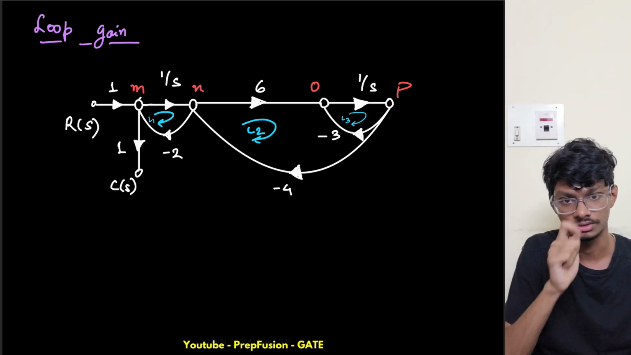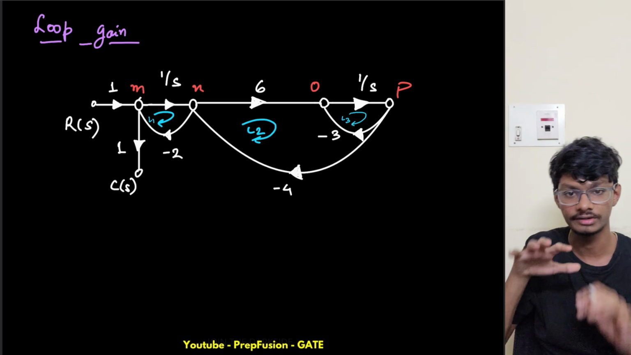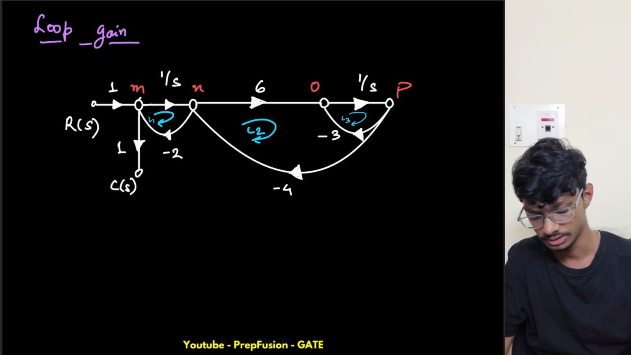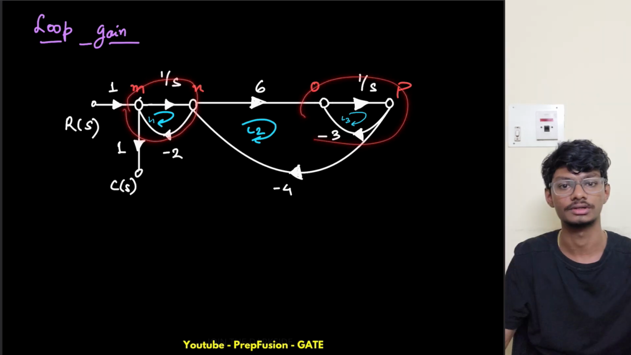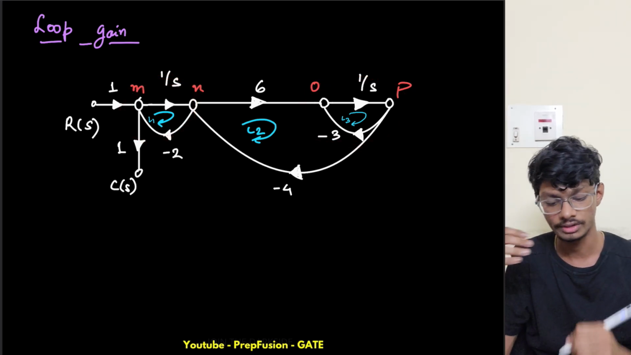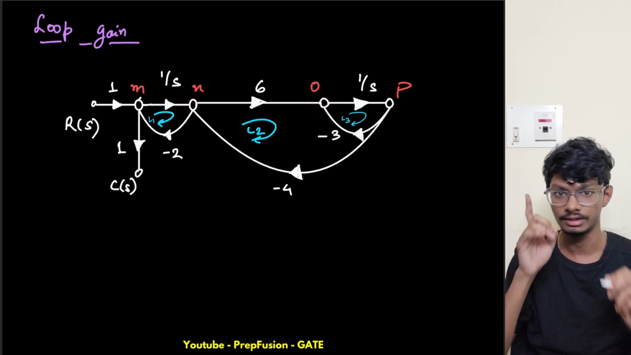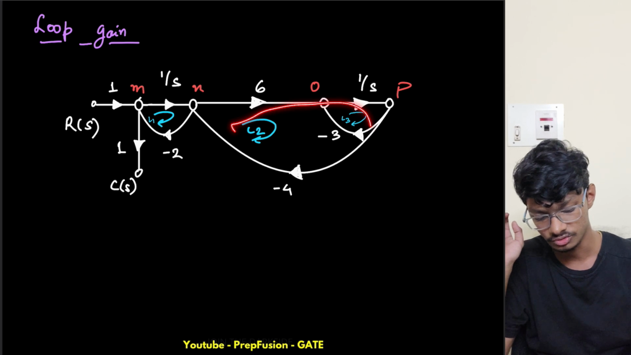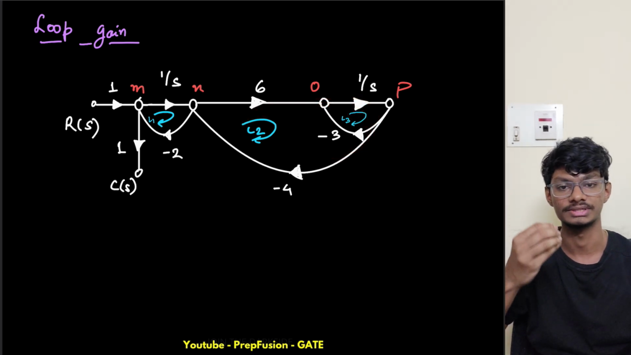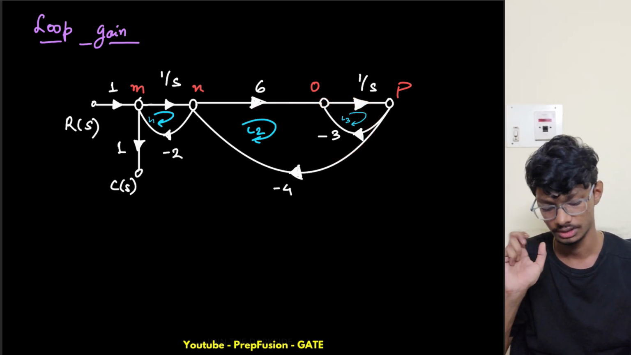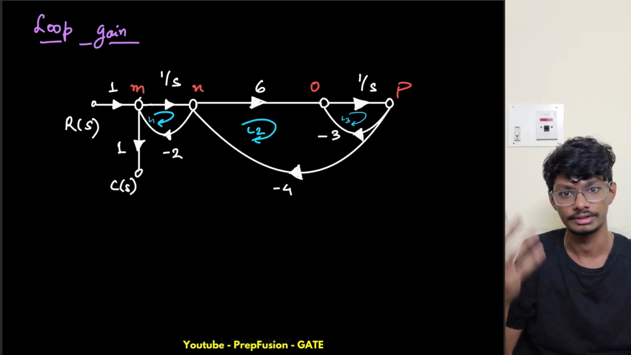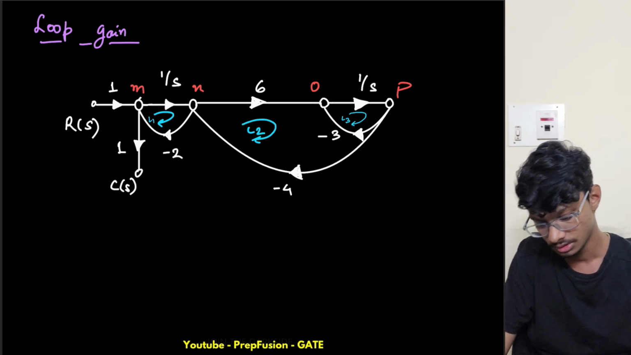Are there any non-touching loops? I think there are, right? Whenever you see loops further away from each other, you will find them non-touching. So this loop and this loop are further away from each other, and they don't have any common nodes. So the pair of them are non-touching. But this loop and this loop touch this one, and this loop also touches this one. Basically, they have common nodes. So first let me write the individual loops, then I will write the pair of two non-touching loops.